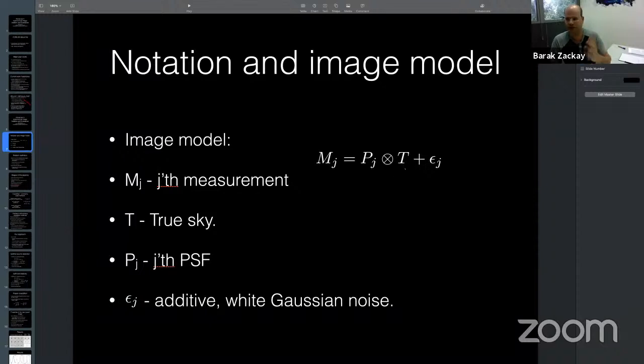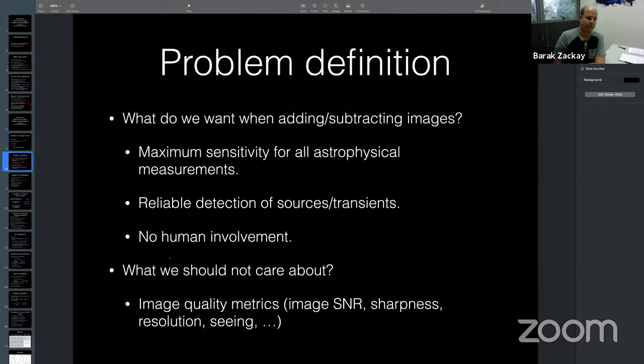For this, you can choose whatever you want. Pick the nicest HST galaxy you can find, and then convolve it with some point spread function. So this is something about the telescope, but also about the atmosphere, as you probably all know. And add some Gaussian noise, okay? And this is the Jth image that you are measuring. So it's the Jth measurement, and T is the true sky, yes, okay.